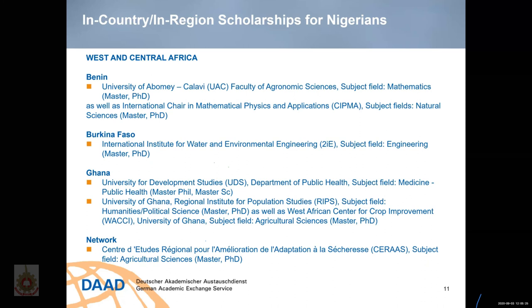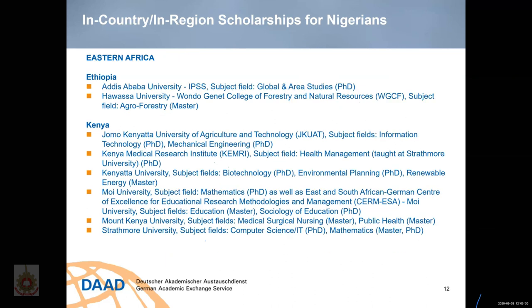Let's have a look at Eastern Africa. I start with Ethiopia. At Addis Ababa University, we offer scholarships for the PhD program Global and Area Studies. At Hawassa University, we offer scholarships for the subject Agroforestry. And in Ethiopia, we also used to have scholarships for a program in railway engineering at Addis Ababa University, but that one was terminated. But I remember when I was working in Ethiopia, we had two scholarship holders from Nigeria who studied railway engineering at Addis Ababa University with a scholarship from DAAD.